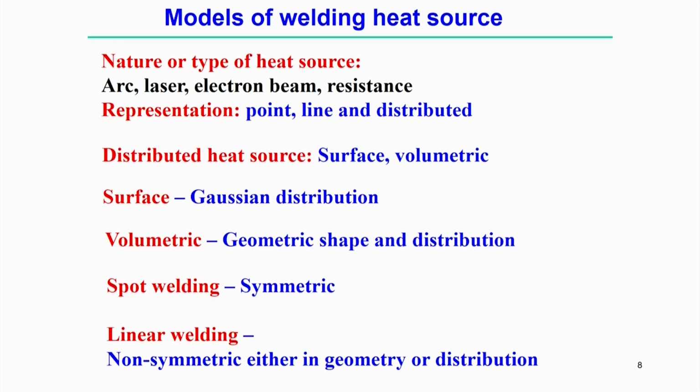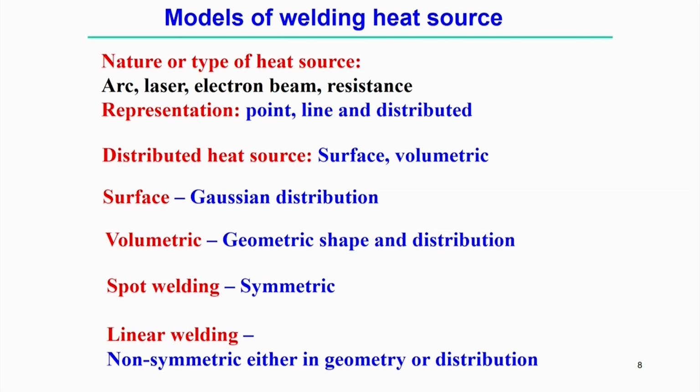Now, I come to that point. Of course, there are different ways to represent the heat source. Here I am looking into models of the welding heat source, which is one of the very important aspects of computational welding mechanics, to understand how to represent the heat source. The nature or type of the heat source can be different: practically, the heat can come from an arc, from a laser, from an electron beam, or from resistance.